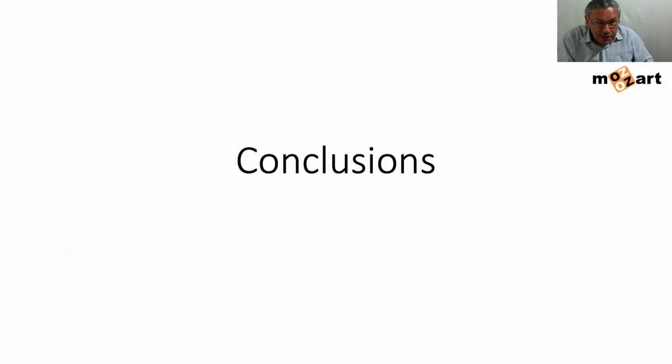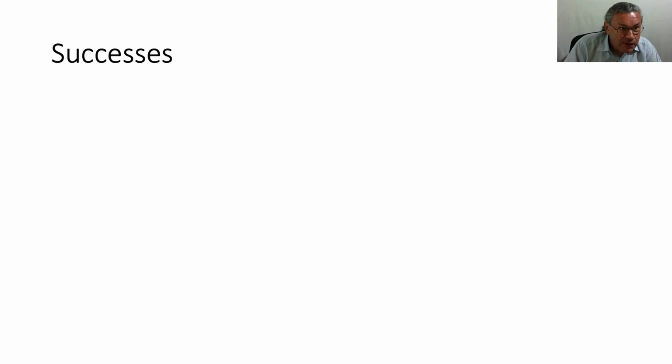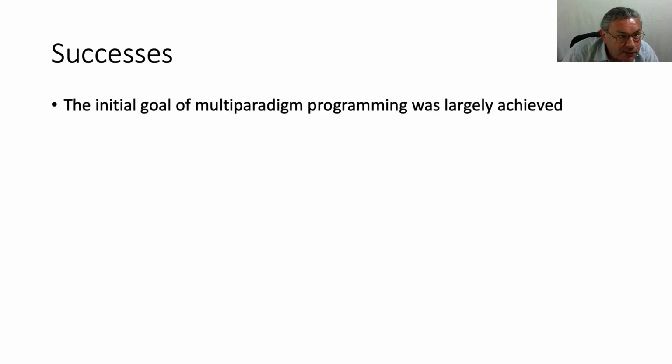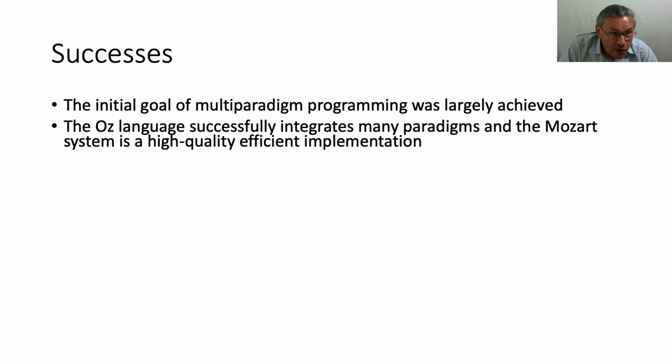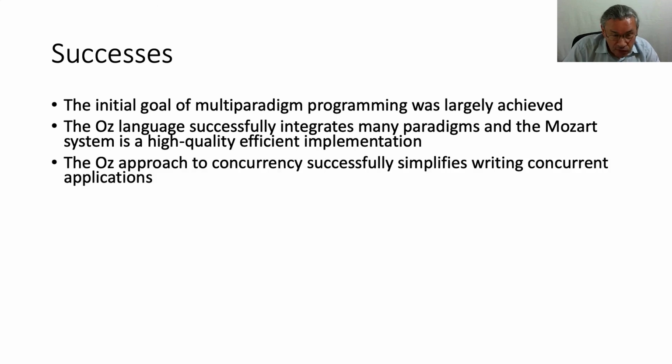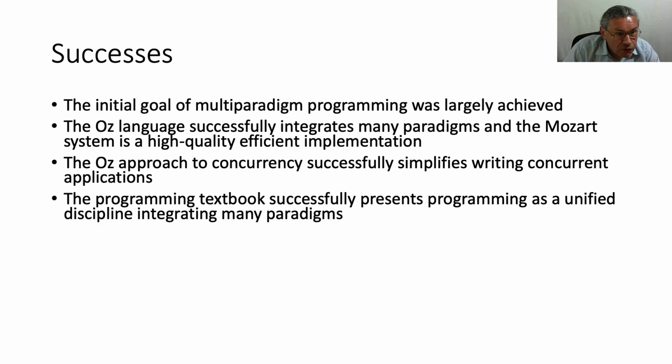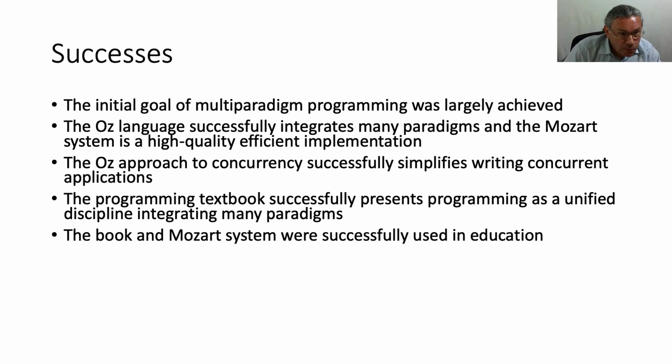It's been 30 years since the beginning of the Oz project. What can we conclude from this? Well, in terms of successes, the initial goal of multi-paradigm programming was largely achieved. The Oz language successfully integrates many paradigms, and the Mozart system is a high-quality, efficient implementation. The Oz approach to concurrency successfully simplifies writing concurrent applications. The programming textbook successfully presents programming as a unified discipline integrating many paradigms. The book and Mozart system were successfully used in education.